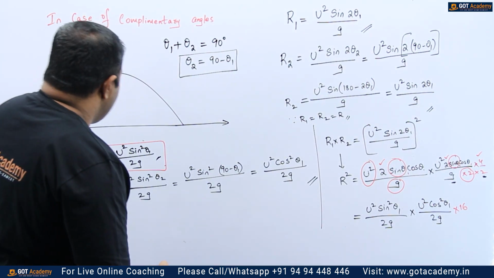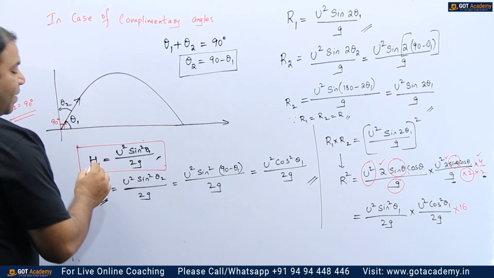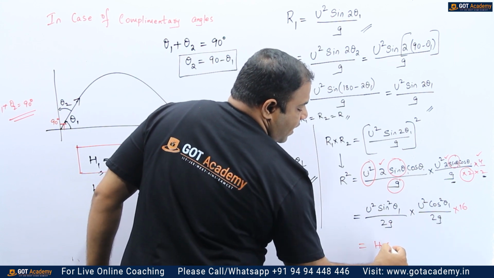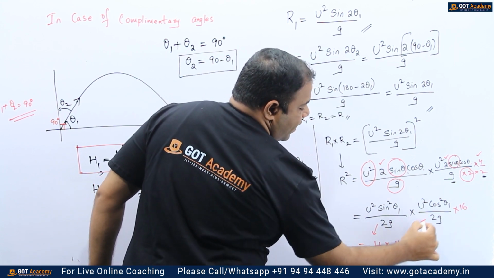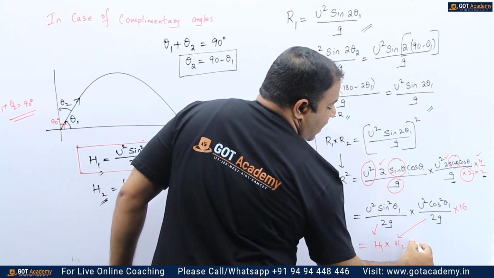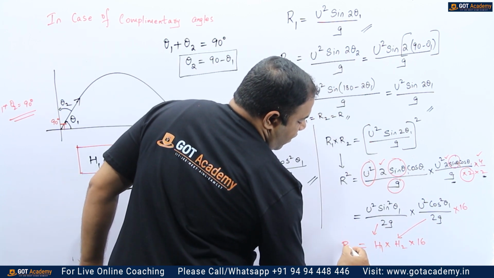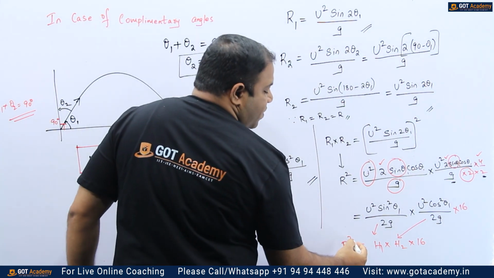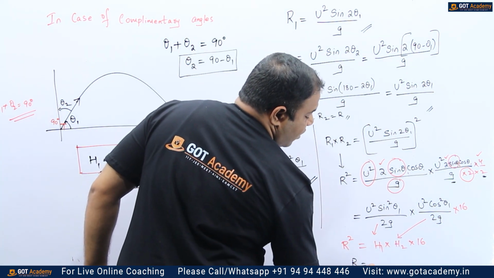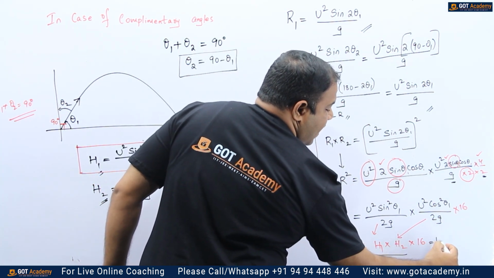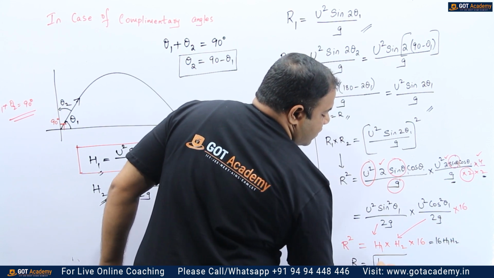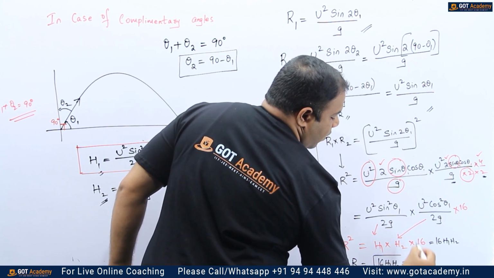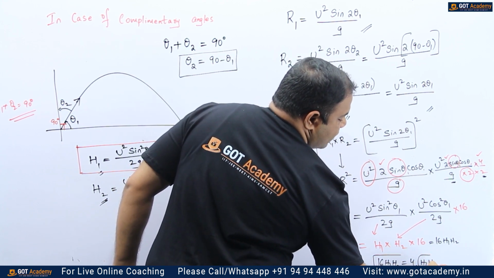Okay. Now u square sine square theta by 2g is given by h1. So this one is nothing but h1, whereas this one is nothing but h2. So let me write like this: h1 and h2, which was multiplied by 16, equal to r square. So now I want to push this square to the other side. Then I am going to get r is equal to root over 16 into h1 into h2. So 16 times h1 h2. This could be written as 4 root h1 h2.